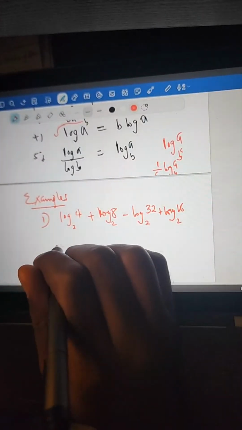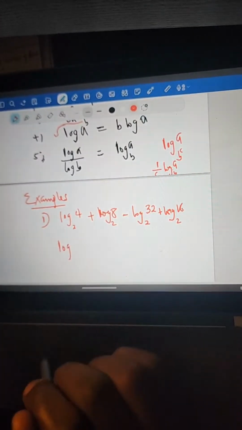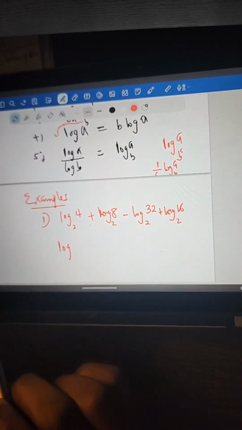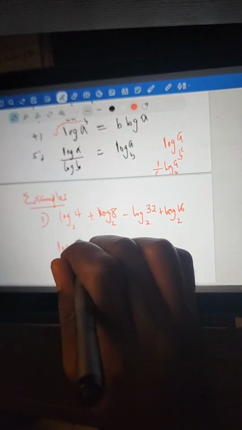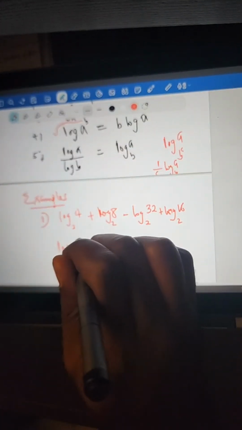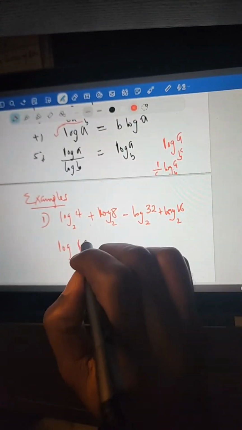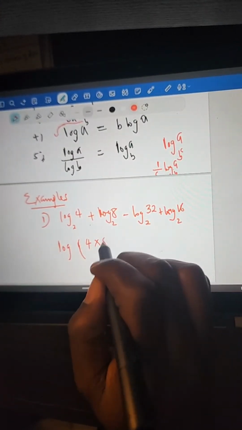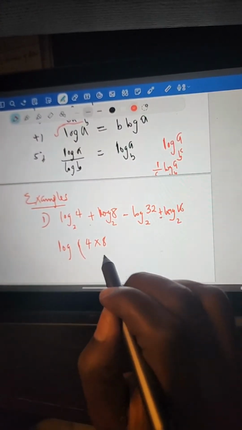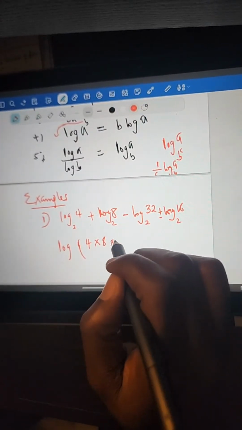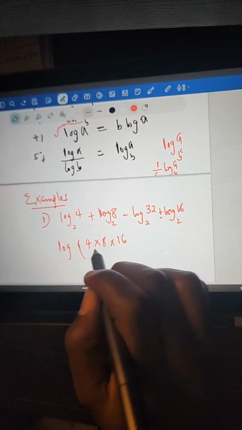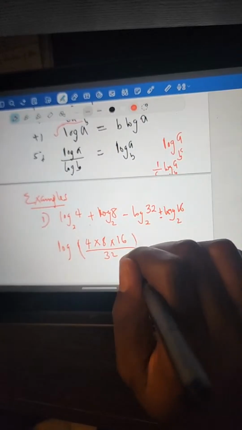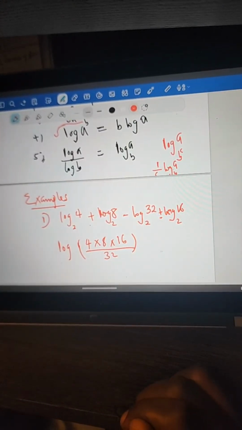Now, here, if you want to do this, we're going to apply rule number 1. And rule number 1 says that if you have addition, it's going to turn to multiplication. So here, we have log. This is the first part, 4. This is going to turn to multiplication. Times 8. This is addition. It's going to turn to multiplication. Times 16. And this is the subtraction, which is going to turn to division. This is what we've got.